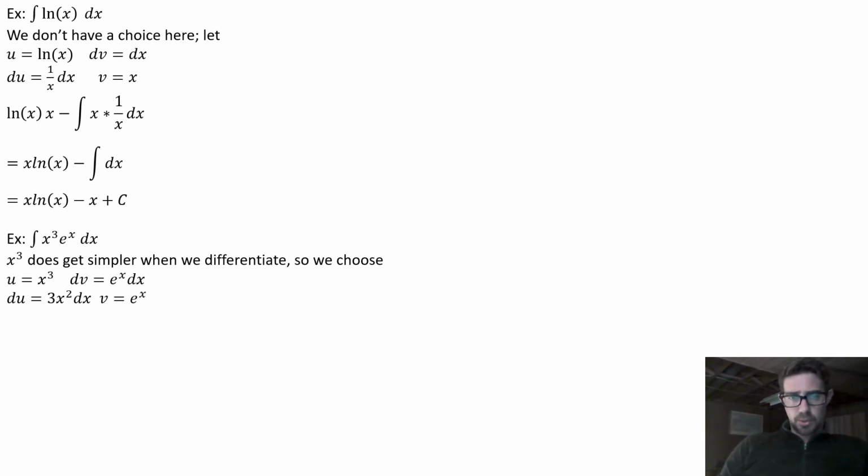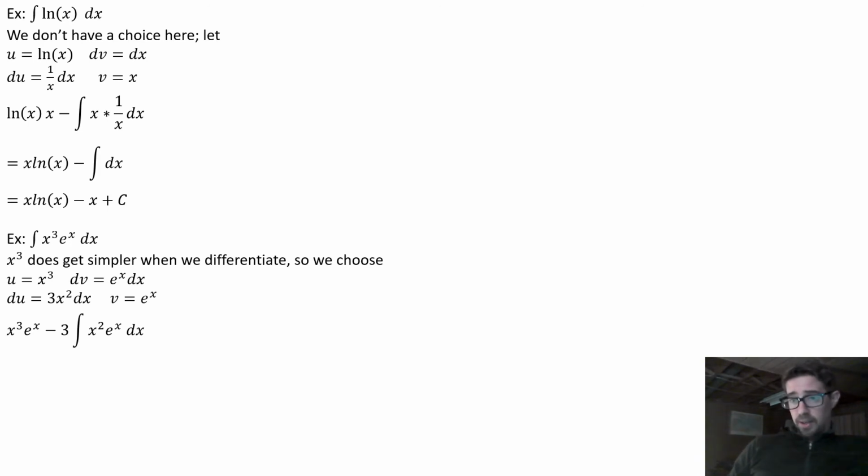du is 3x squared dx, and when we integrate, v is e to the x. Putting that into our formula, we have uv, so x cubed times e to the x, minus the integral of v du, so that's e to the x times 3x squared. I just took the 3 out front. So here's what we got: x cubed e to the x minus 3 times the integral of x squared e to the x.